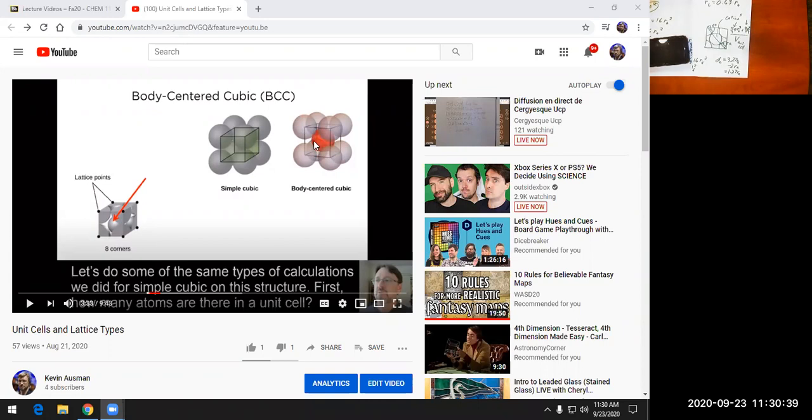There are 6 faces, all right? So they're going to be 6, but each one is only half inside this unit cell. So you're going to have 3 of those atoms in this case.